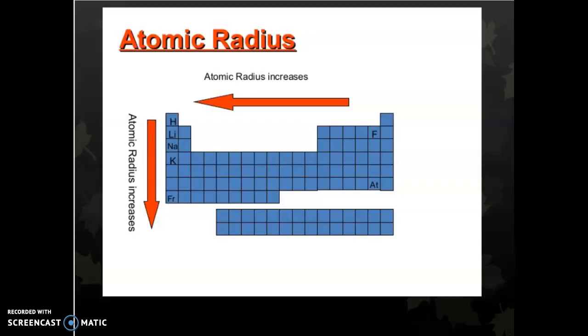So this picture basically summarizes it. Hydrogen would have a smaller radius than lithium, sodium, potassium, and francium. Same here. Fluorine will have a much smaller atomic radius than astatine. Okay. However, if you compare fluorine to lithium, even though fluorine is a lot heavier than lithium, fluorine is actually smaller. So as you go from left to right, it gets smaller, and if you go from right to left, it gets bigger.